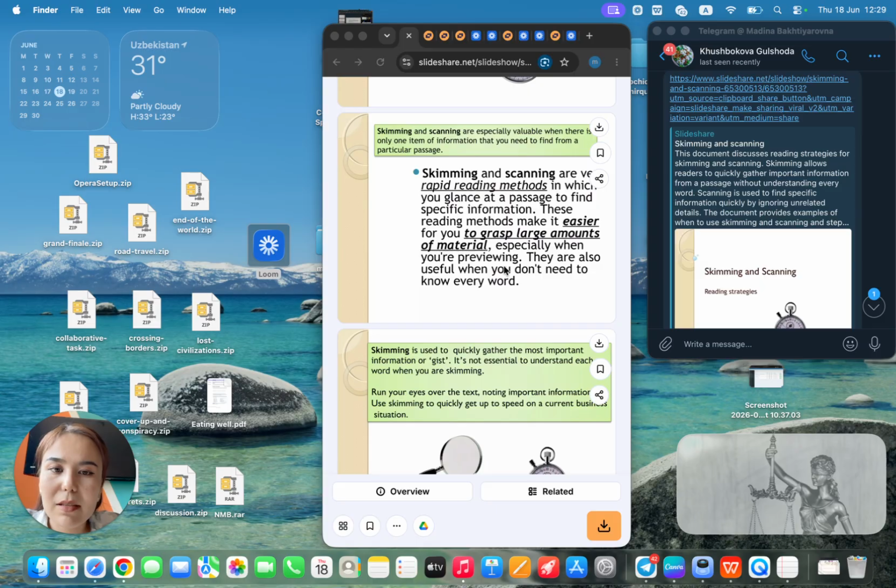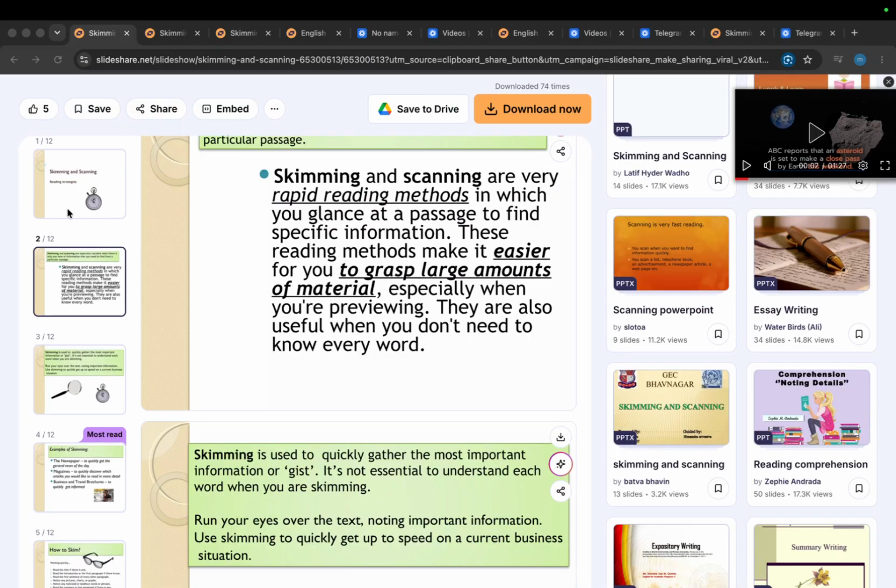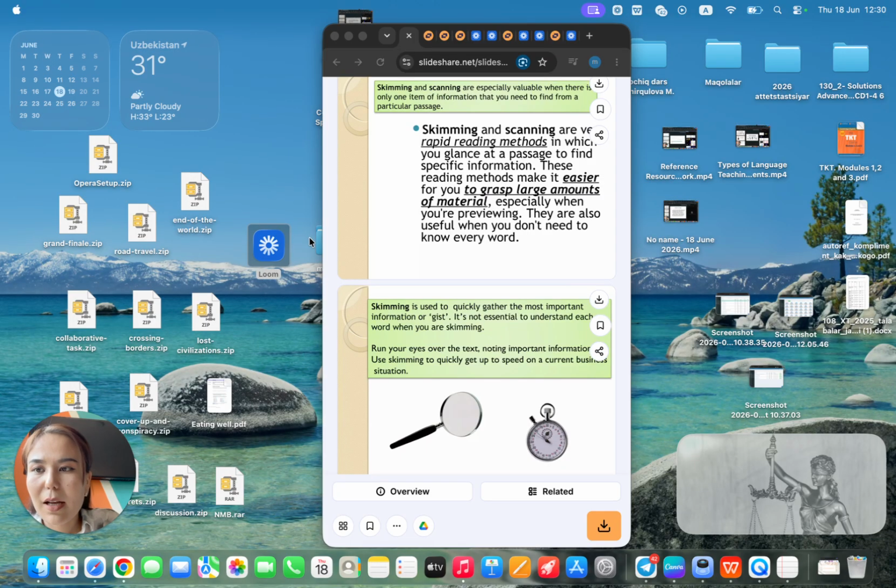These reading methods make it easier for you to grasp a large amount of material, especially when you are pre-reviewing. They are also useful when you do not need to know every word. You don't have to spend your time.